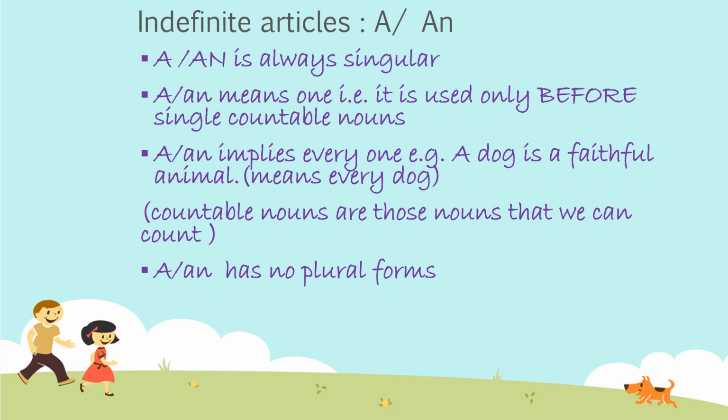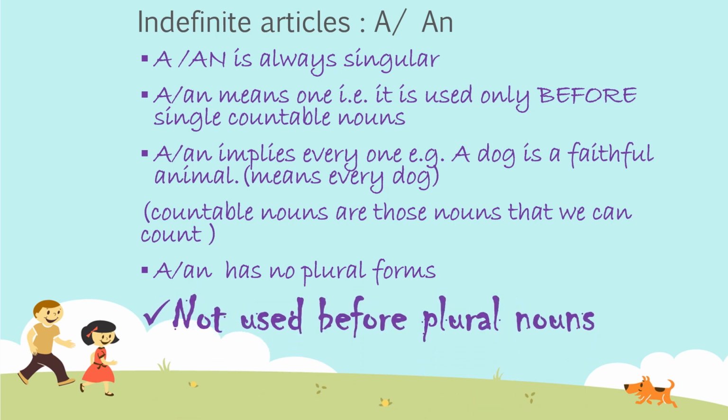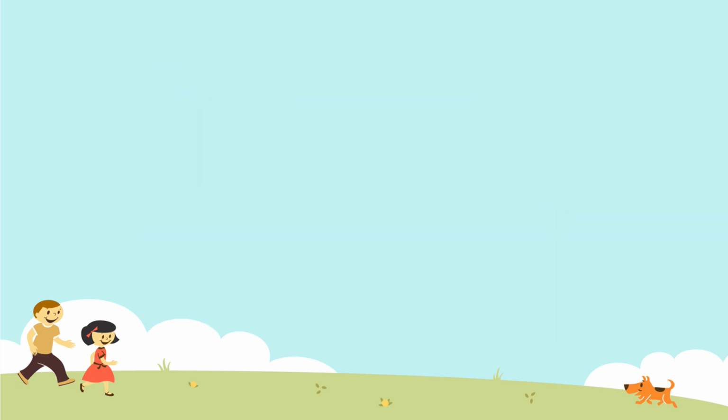Since a and an have no plural forms, do not use them before plural nouns. This you should always remember. Indefinite articles, namely a and an, are not used before plural nouns.